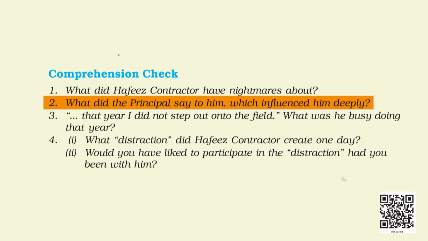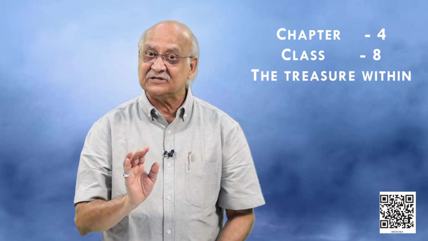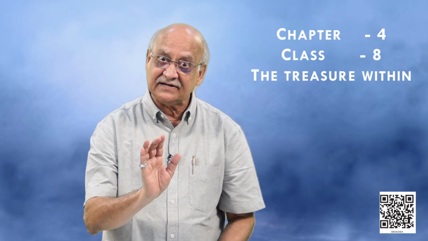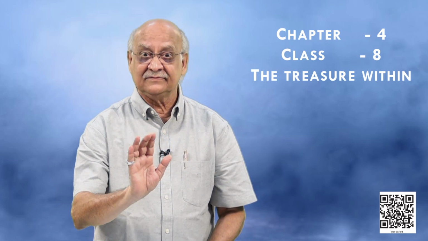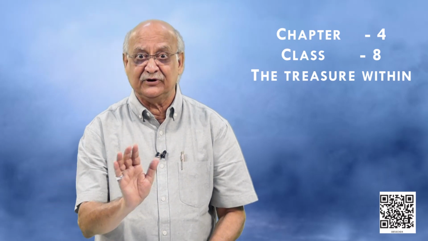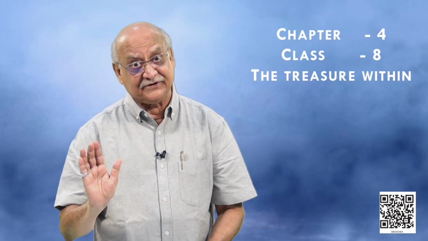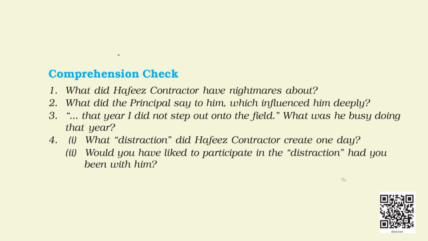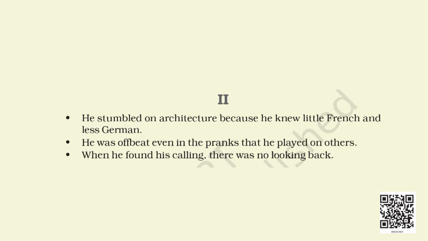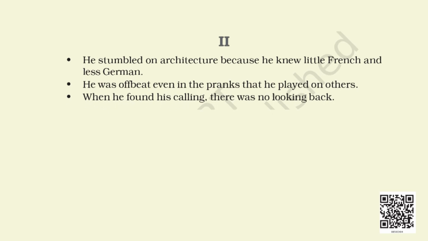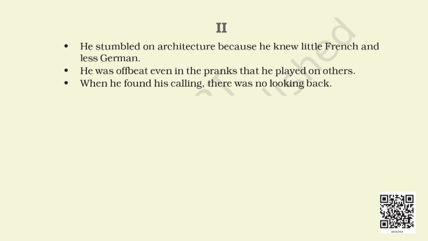What did the principal say to him which influenced him deeply? The principal said, you have scored 50% and treat that as distinction. Now you are on your own. We are no longer there. I can't help you anymore. Look after yourself hereafter. That's good. And so on. You can see the rest of the questions. Let's move on to part 2. Shall we? Good. Come over to part 2.